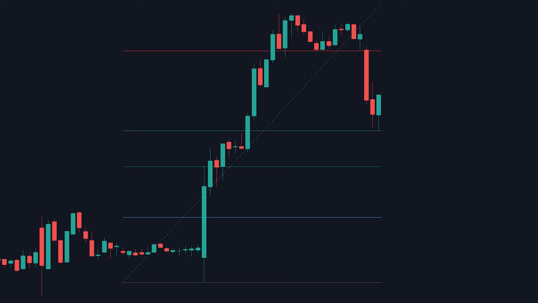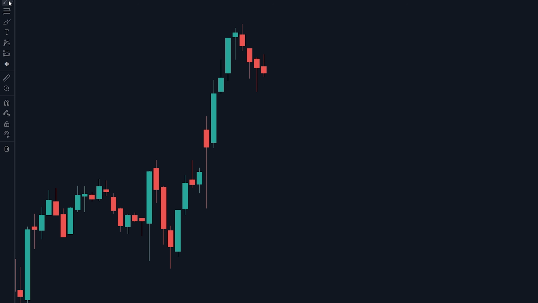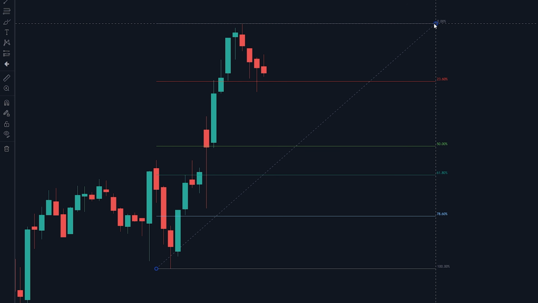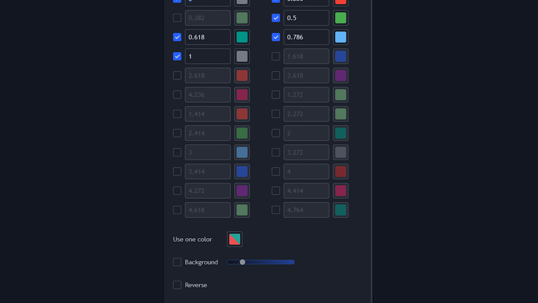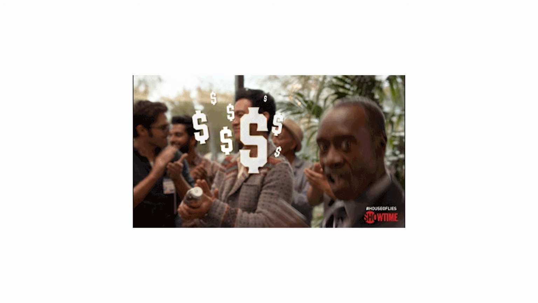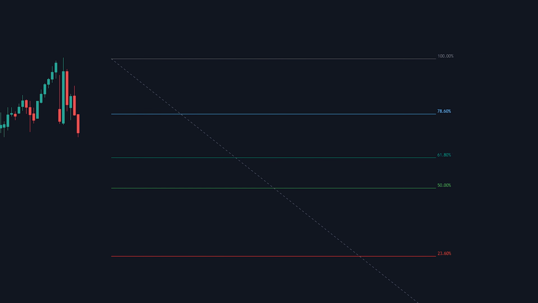So can we use this tool to help find a specific spot where a pullback has a high chance of bouncing off and creating a new higher high? Yes. And I'm going to tell you exactly how to use the Fibonacci retracement tool the right way, what a common mistake people make while using it, and show you how to exit your trades correctly so you can get the most profit as possible. Let's get straight to it.